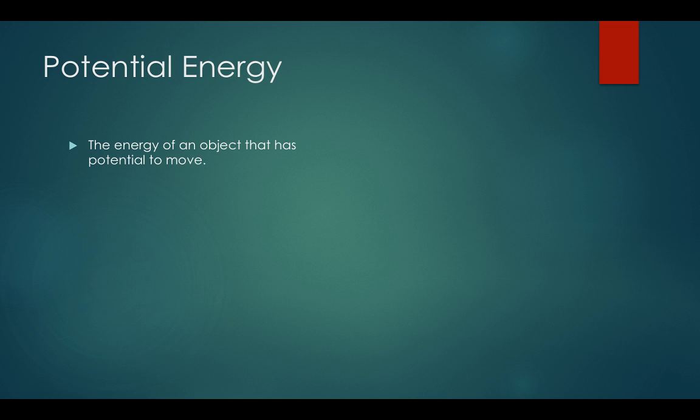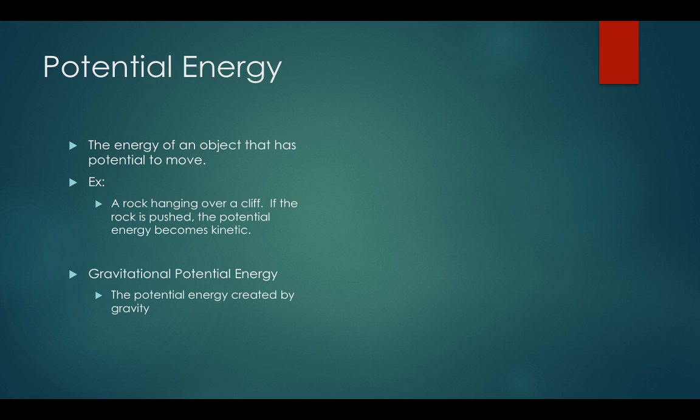Now the next idea is an idea called potential energy. Potential energy is the energy of an object that has potential to move. So an example for this might be a rock that is hanging over a cliff, and if the rock is pushed, the potential energy becomes kinetic. This is another idea of gravitational potential energy.